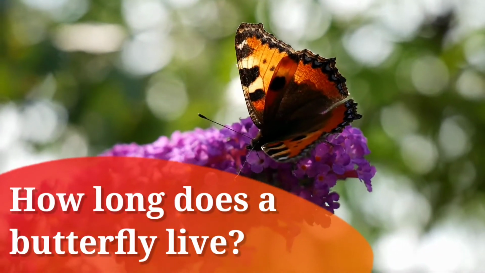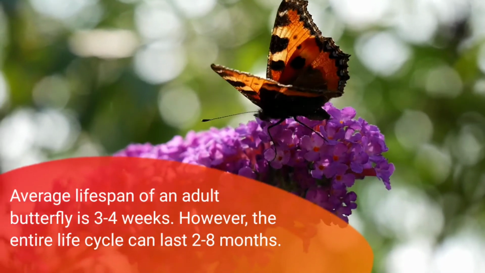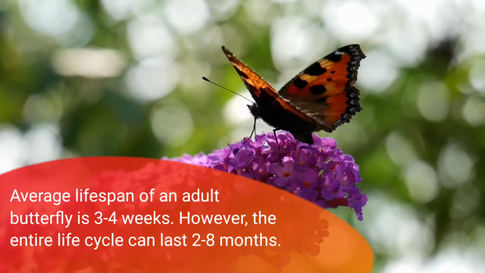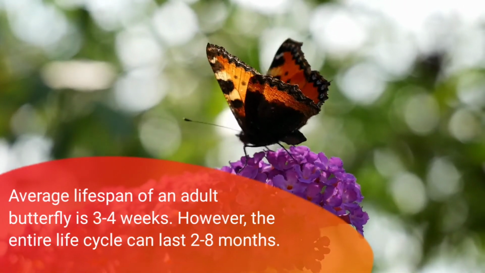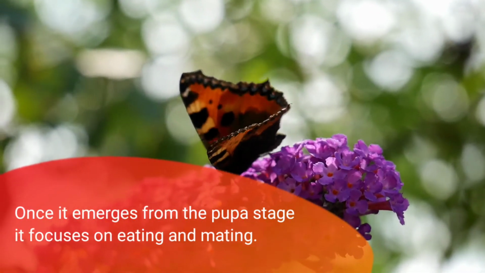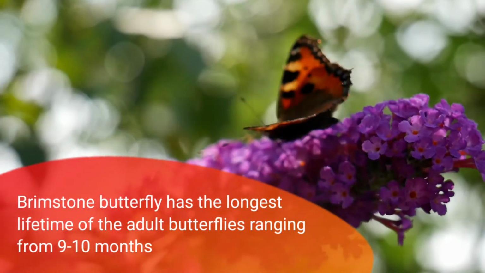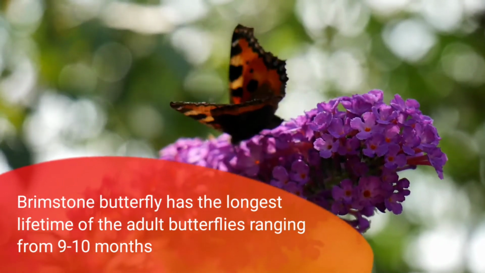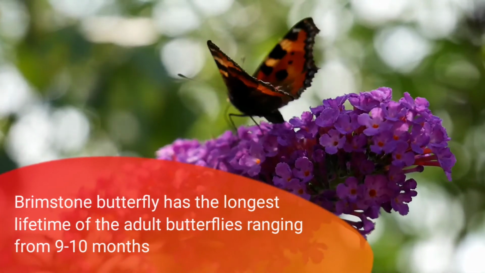How long does a butterfly live? The average lifespan of an adult butterfly is 3 to 4 weeks. However, the entire life cycle can last anywhere between 2 to 8 months. Once it has emerged from the pupa stage, it focuses on eating and mating. On the other hand, the brimstone butterfly has the longest lifetime of any adult butterfly, ranging from 9 to 10 months.